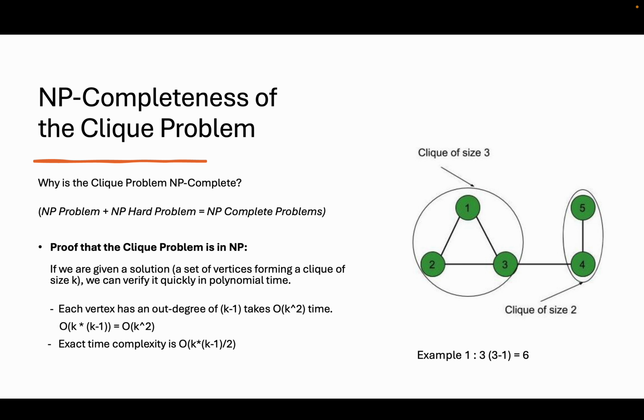So the time to check if the solution is correct is proportional to order of k square, which is polynomial time. So this means the clique problem is NP, because we can verify the solution quickly in polynomial time if we are given it.